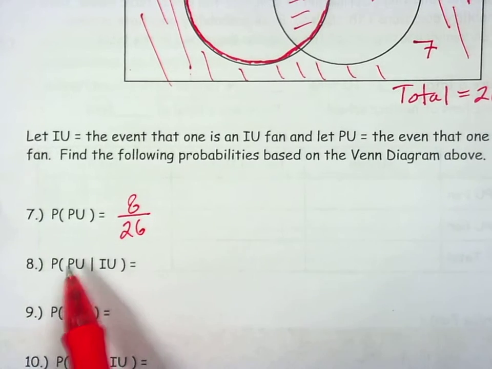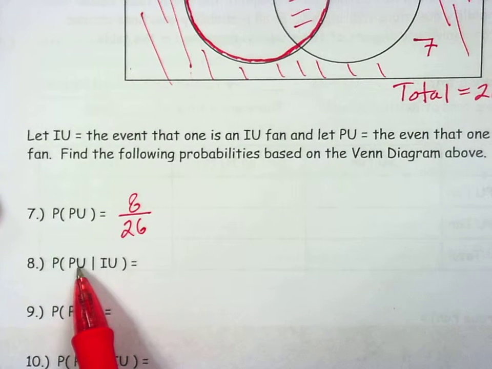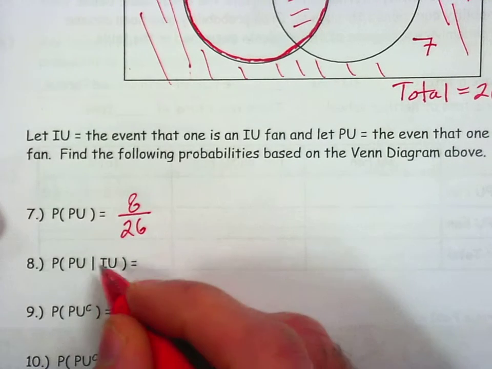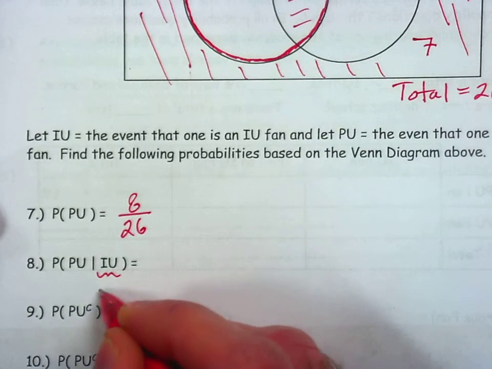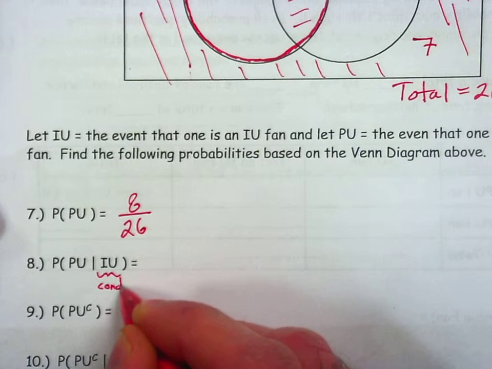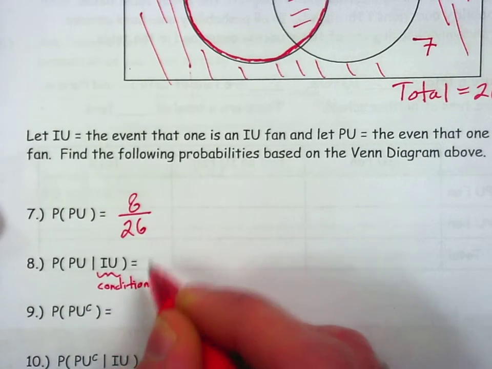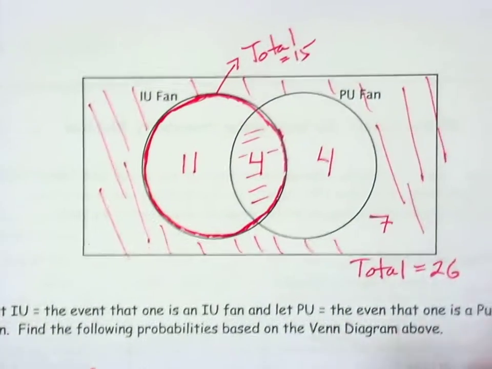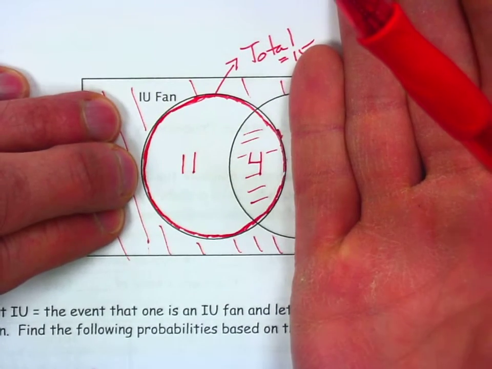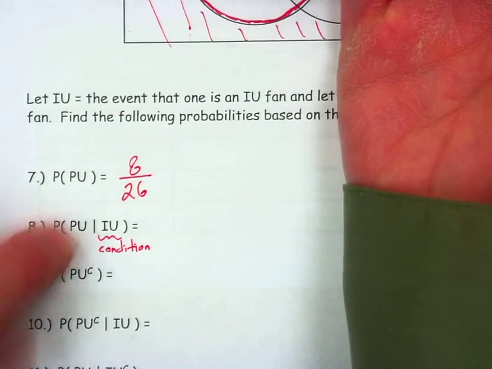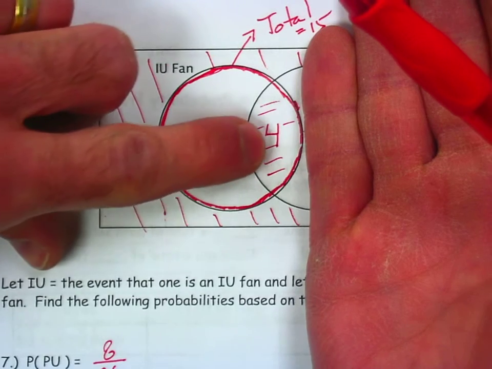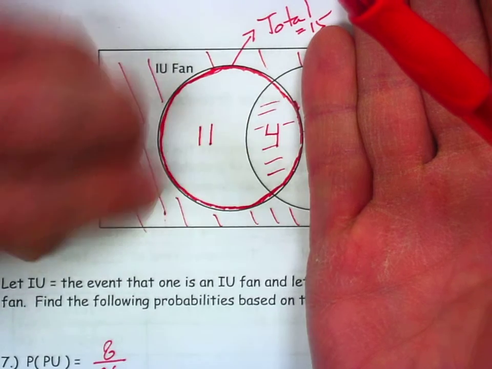So for number 8, I am interested in the likelihood of choosing a Purdue fan given that I'm only looking at the IU fans. This condition right here tells me the circle that I am limited to. So I am to look only within the IU circle. And from within that IU circle, I only want to pick the Purdue fans. So within the IU circle, there are 4 fans that are also Purdue fans. So I'm interested in those 4.